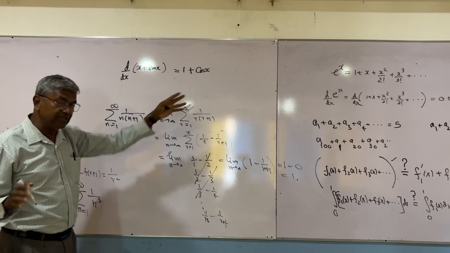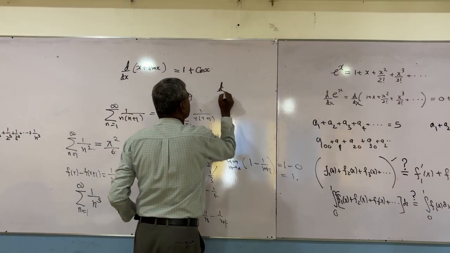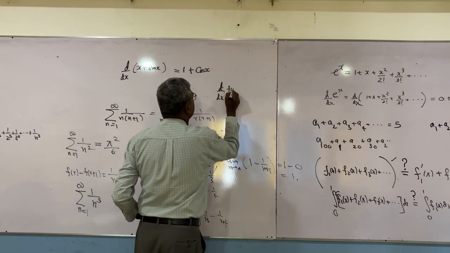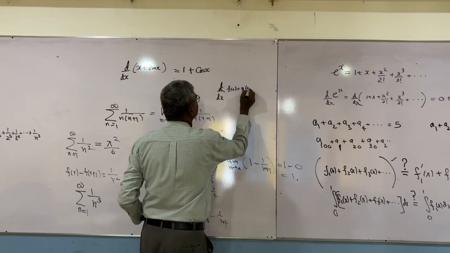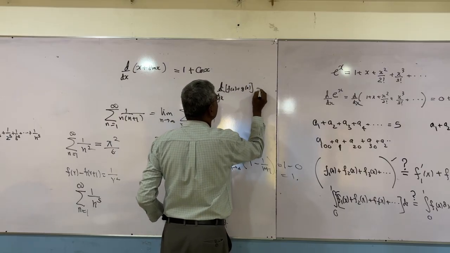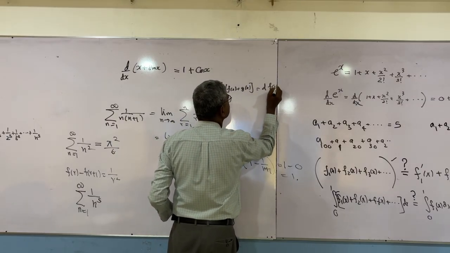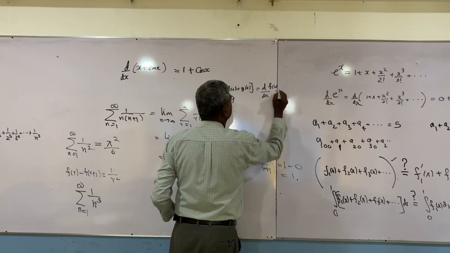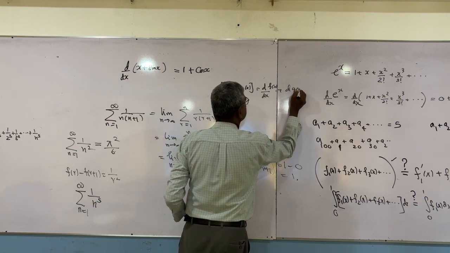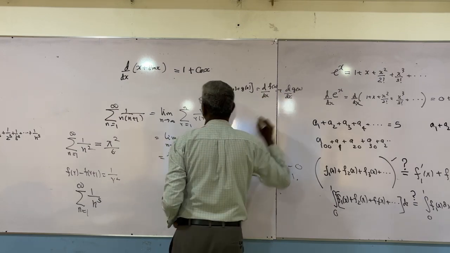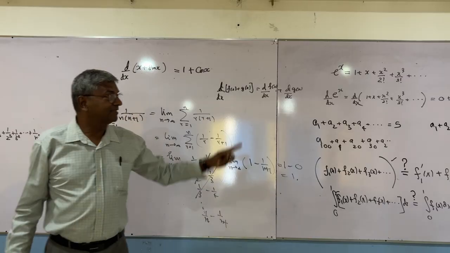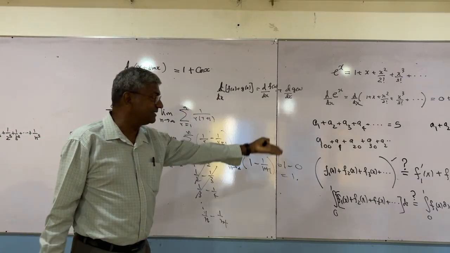This can be proved. In other words, d by dx of f(x) plus g(x) equals d by dx f(x) plus d by dx g(x). We will be proving them sooner or later. This can be shown. But there is nothing like that here.